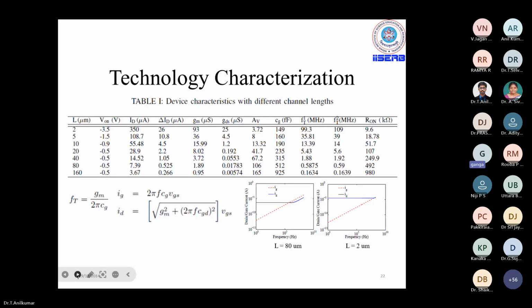But what is the trade-off we are seeing? The unity gain current cutoff frequency is reducing. That is obvious, right? When the channel length is high, the speed of operation is going to be compromised. So depending on the application, we have to make the choice what channel lengths we have to use and so on. To get that idea for the designer, we have done this technology characterization.